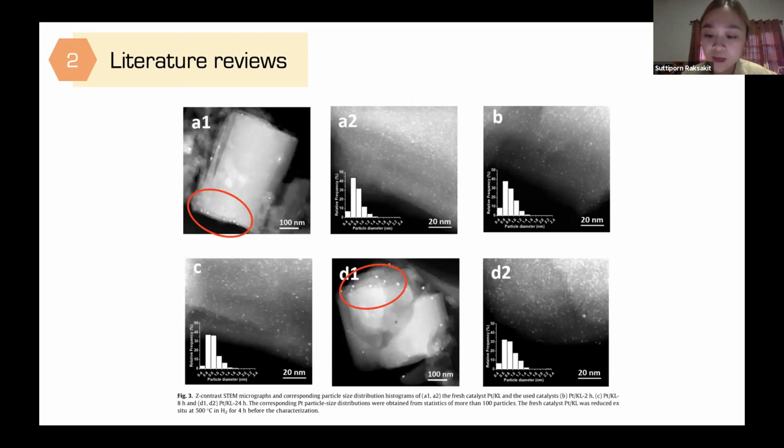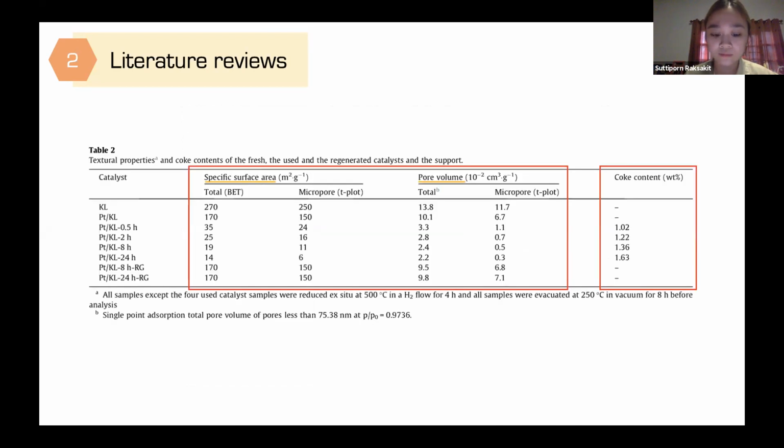From the figure, you can see that the platinum is located on the external surface of the zeolite crystal. In figure A1, the particle size appears to have increased after 24 hours of reaction, as in figure D1. From table 2, you can see that coke deposition significantly decreased the specific surface area and the micropore volume of the catalyst during the aromatization reaction. It causes too rapid deactivation.